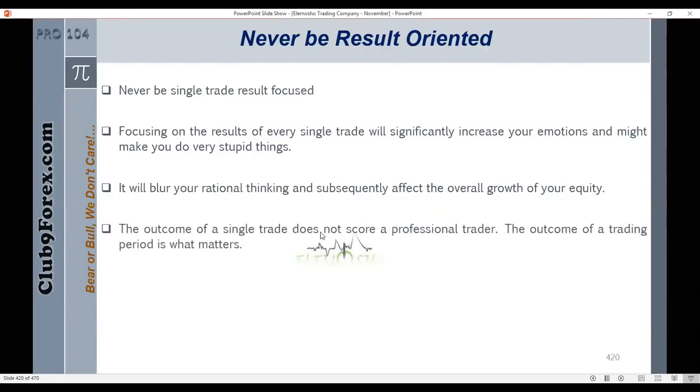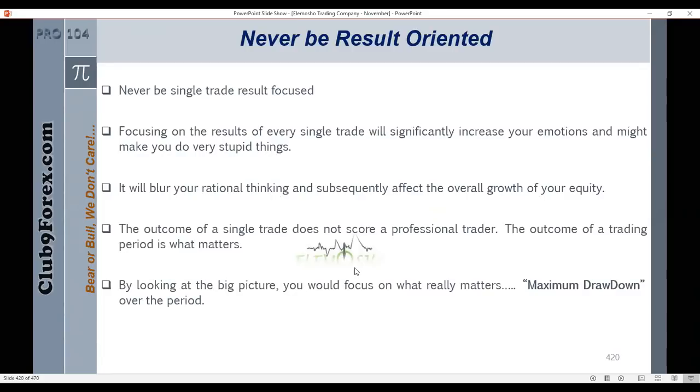So the outcome of a single trade does not score a professional trader at all. Sometimes, as a matter of fact, losing is part of the game. So the outcome of the trading period is what matters. You can measure yourself maybe after a trading week or after a trading month, but not after a trading day or just the result of one single trade. So you want to make sure that that does not happen.